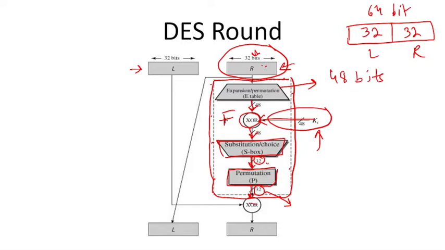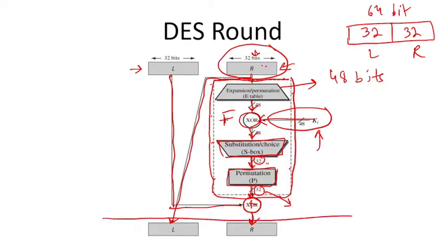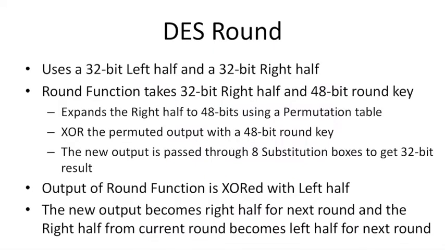And if you remember, once you have completed the round function, then you XOR the result with the left half. And once you have done that, then you do the swapping, right? So the right half of the current round becomes the left half of the next round. And the output of the XOR function becomes the right half of the next round. And then we process this new left and right half with the same steps that we saw in this round function.